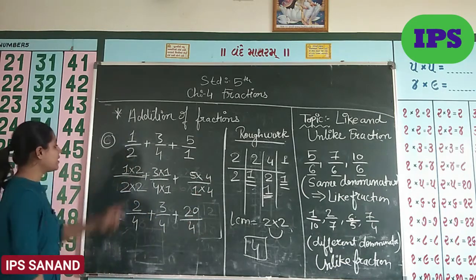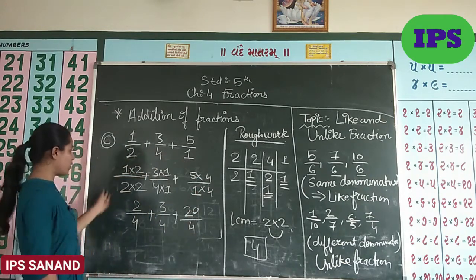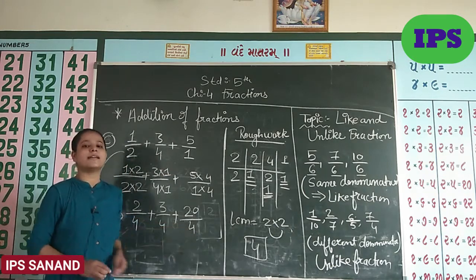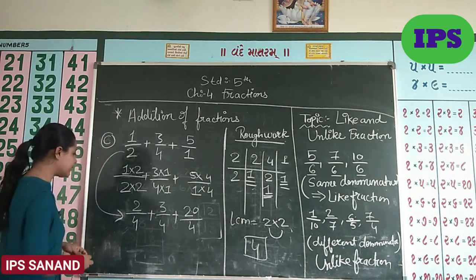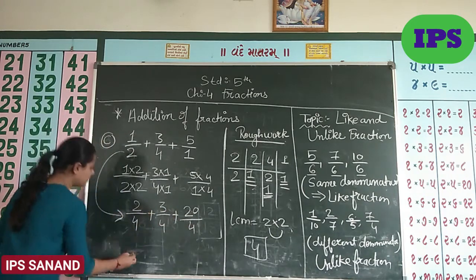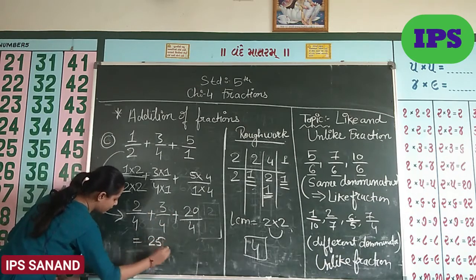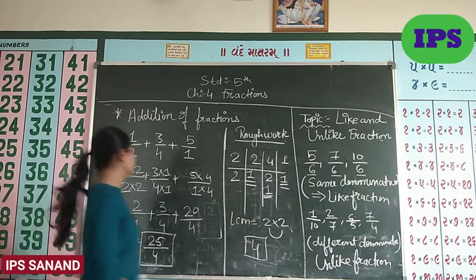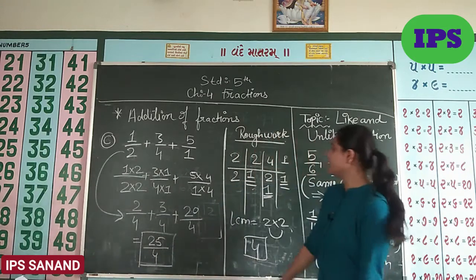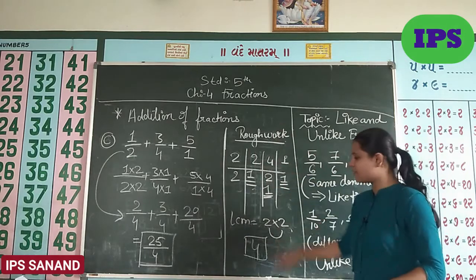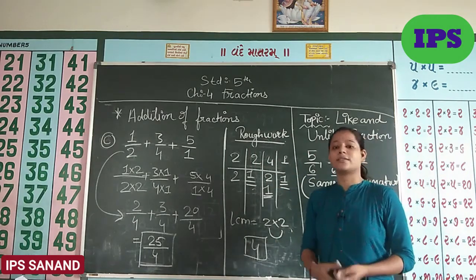सो एज यू कैन सी, सारे जो डिनोमिनेटर्स थे वो अब सेम हो चुके हैं. अब हमें क्या करना है? हमें जस्ट इन्हें ऐड करना है. तो ऐड करते हैं हम लोग. 20 प्लस 3 विल बी 23, 23 प्लस 2 विल बी 25. ओके, सो डियर स्टूडेंट्स, डोंट फॉरगेट टू डू दिस रफ वर्क इन योर नोटबुक बिकॉज इट इज़ वेरी इंपॉर्टेंट.